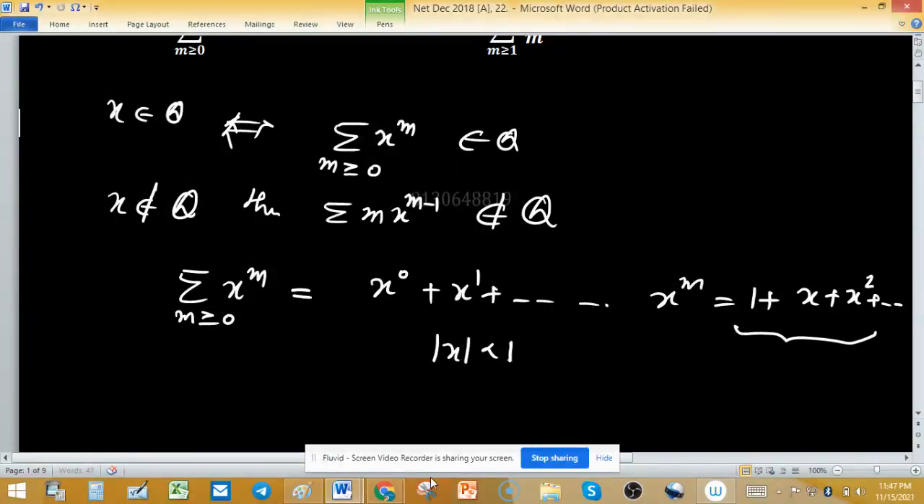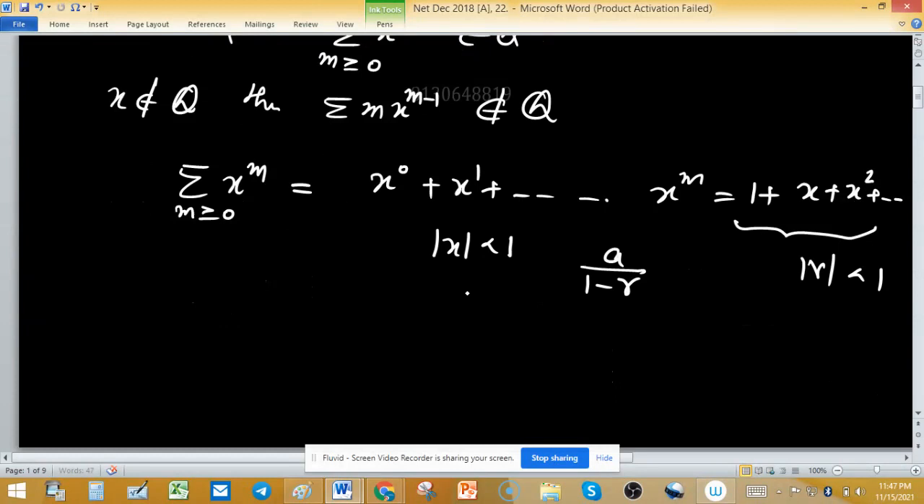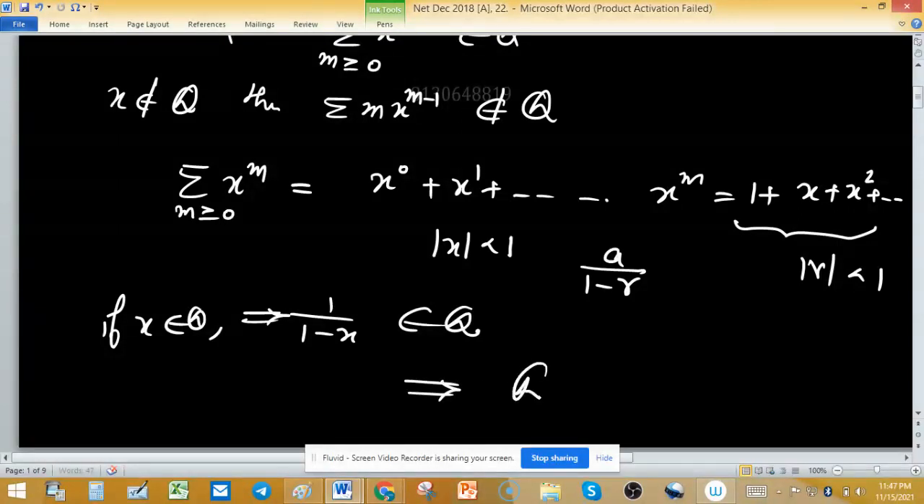So this is a geometric series, and we can find the sum of a geometric series with the help of a upon 1 minus r, where a is the first term and r is the common ratio. And this is true when mod r is less than 1. Using this fact, we can easily find the sum of this series. So this one is equal to 1 upon 1 minus x, and if x belongs to Q, then this implies 1 upon 1 minus x belongs to Q.